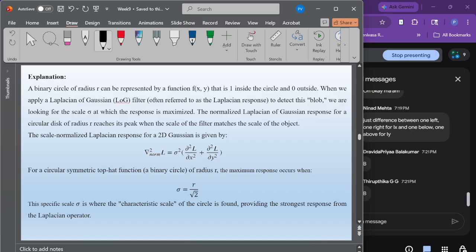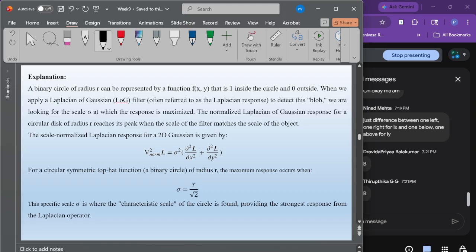A binary circle of radius r can be represented by a function f of x, y, which is 1 inside the circle and 0 outside. When we apply a Laplacian of Gaussian filter, also referred to as the Laplacian response, to detect the blob, we are looking at the scale sigma at which the response is maximum. The normalized Laplacian of Gaussian response for a circular disk of radius r reaches its peak when the scale of the filter matches the scale of the object. Then it reaches its maximum peak.